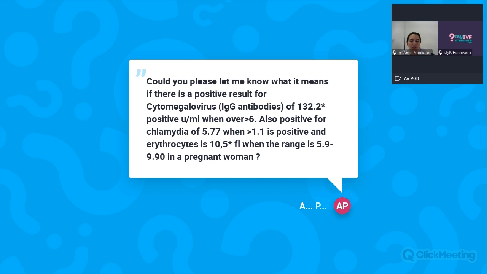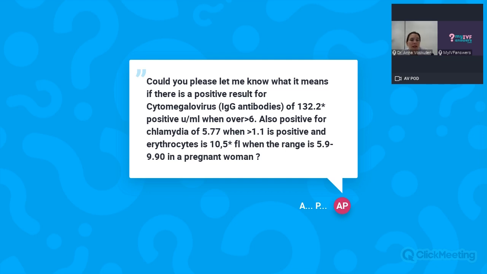This is a virus that's very typical in children that go to kindergarten, so very little children, and probably you got that before. It could be because of one child that you had before, or it could be because you had it when you were a child.